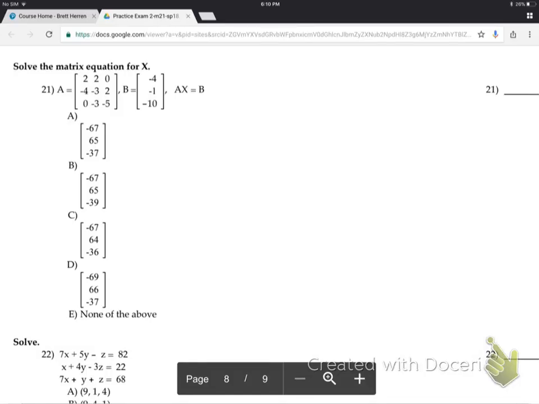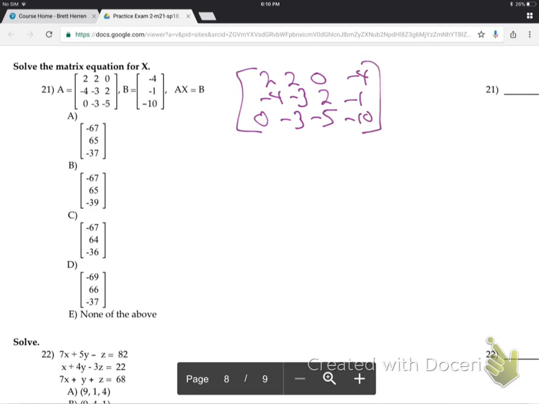So 21, you basically put this thing in your calculator. 2, 2, 0, minus 4, minus 3, 2, 0, minus 3, minus 5, and you put the minus 4, minus 1, minus 10 in the right side. You just stick this in the right side and hit RREF. You'll get your answer A. That's it.